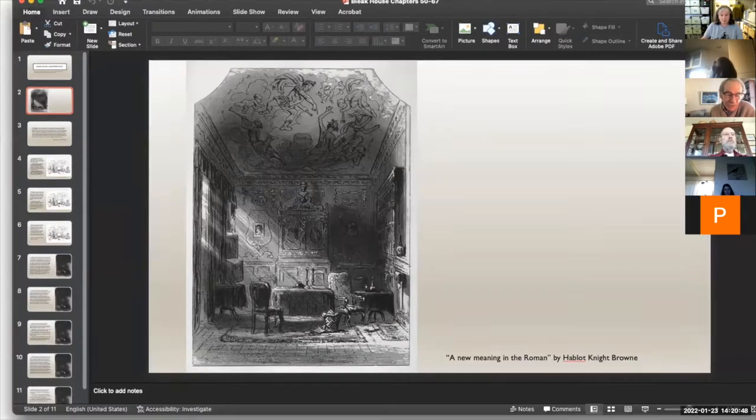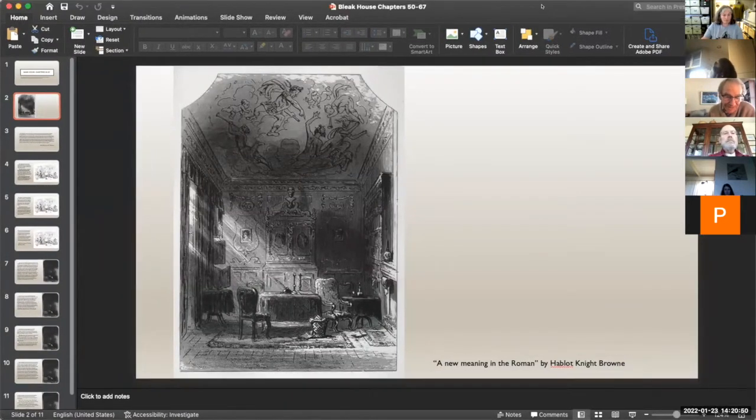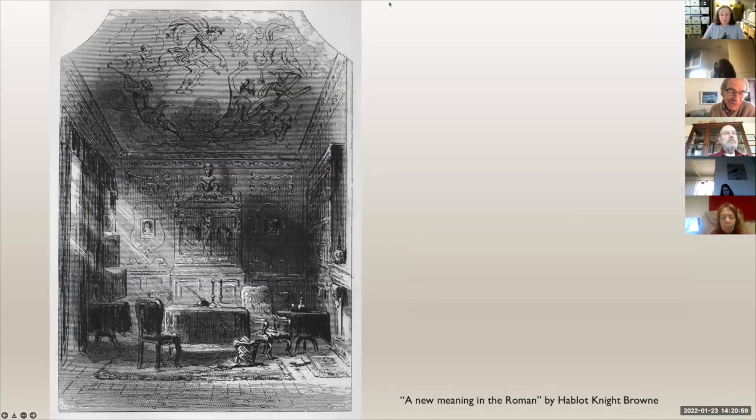So the place that I want to begin is actually, and I'll ask Courtney to show the first illustration that I asked her to prepare. It's the illustration called Another Meaning in the Roman. And you will remember this. It's the room in which the murder has taken place. It's an empty room, one of the many rooms in Bleak House that is loaded with significance.